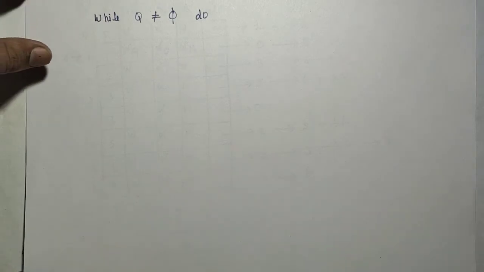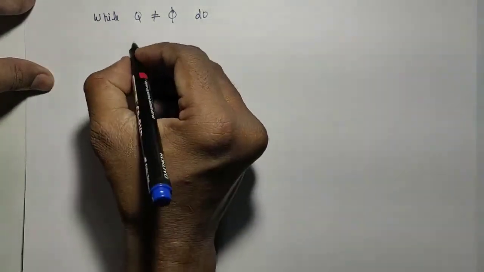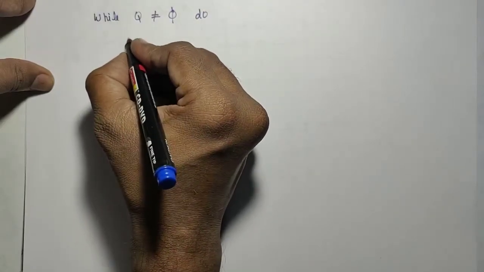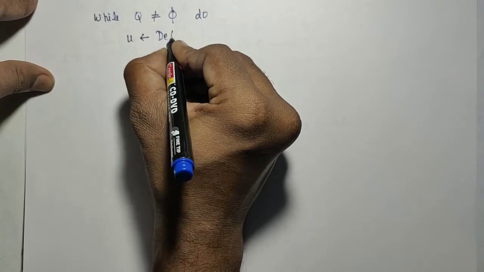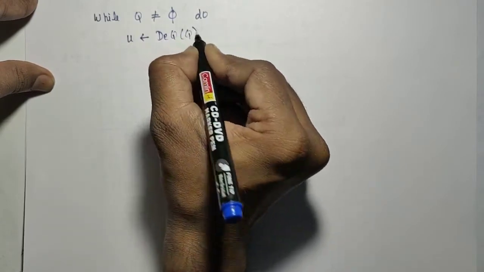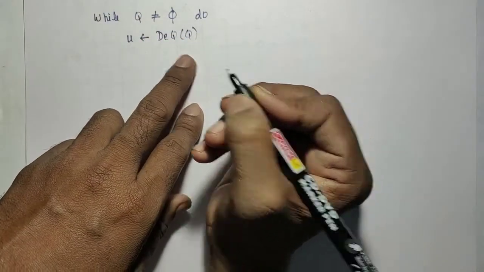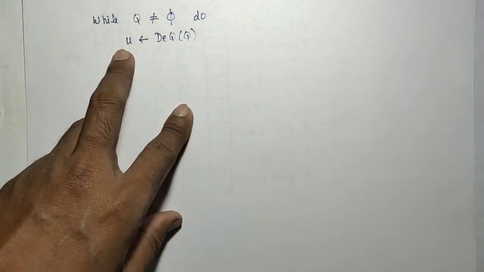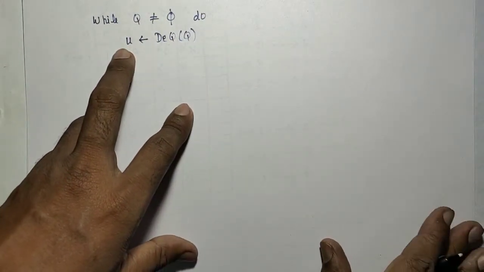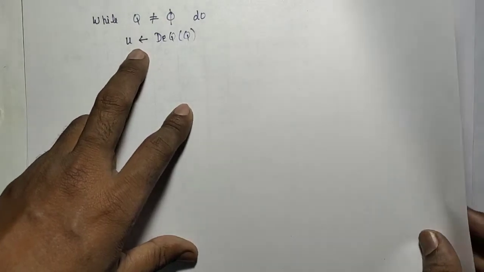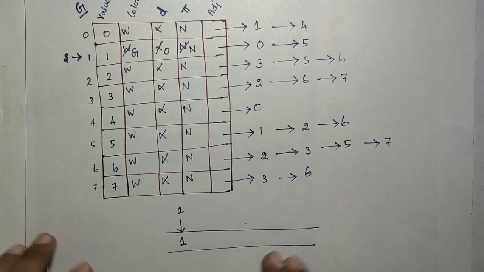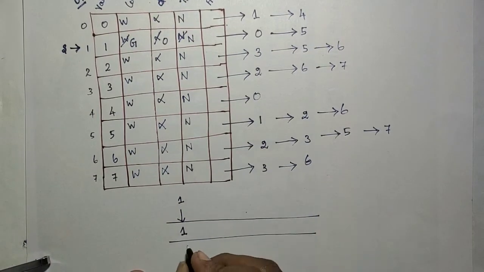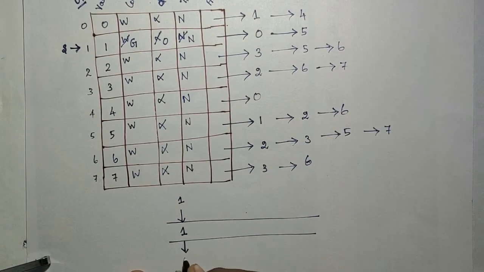Dequeue one element from the queue and name it as U, so U equals dequeue of Q. If it is not empty, just dequeue one element and name it as U. Now which element is there in the queue? 1. So that is going to be dequeued, that is deleted. That is the second step.